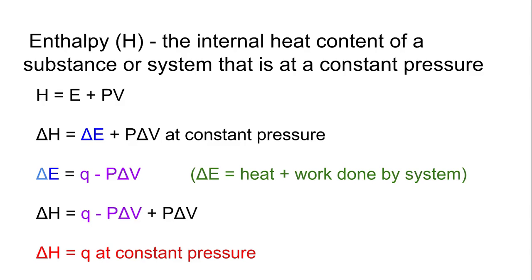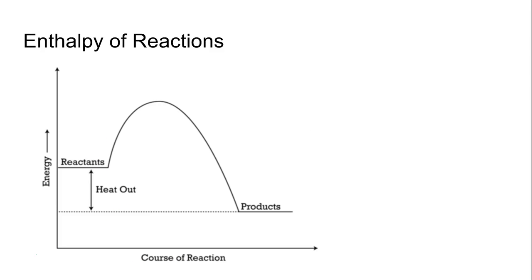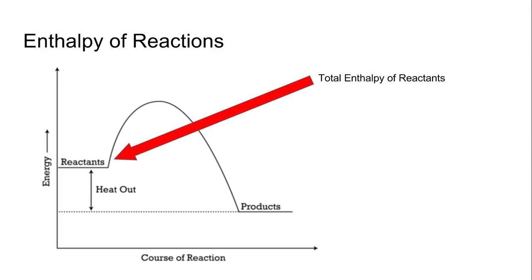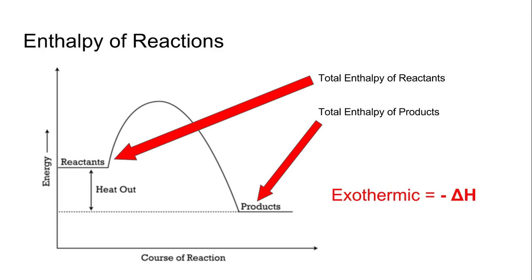If we look at this graph here to represent enthalpy of reactions, notice our reactants have more energy than our products here. So there's our total enthalpy of reactants, and here's our total enthalpy of products. If we take a smaller number for our products, because it's got less energy, and we subtract off the reactants, which have more energy, we should get a negative delta H, which represents an exothermic reaction. So if your enthalpy is negative, it means it's going to give off heat.